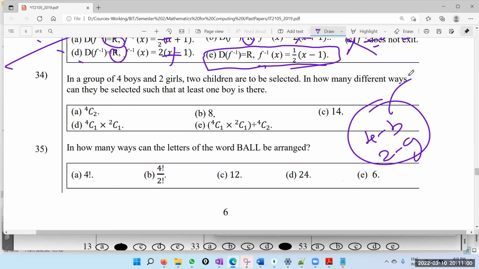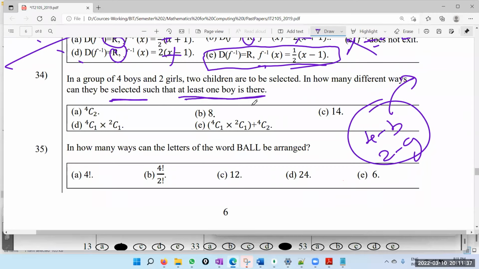2 children are to be selected. In how many different ways can they be selected? It is not permutation. It is not arrangement. Remember, arrangement, permutation. Selection, combination. This is an NCR question. In how many different ways can they be selected such that at least one boy is here? At least one boy is here means always you need a boy, or both boys. Both are boys.